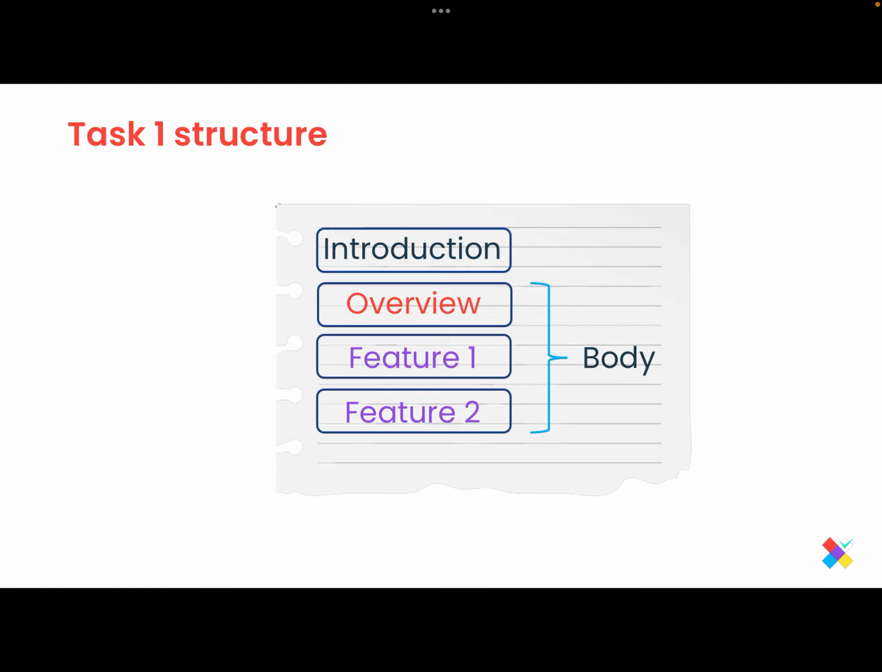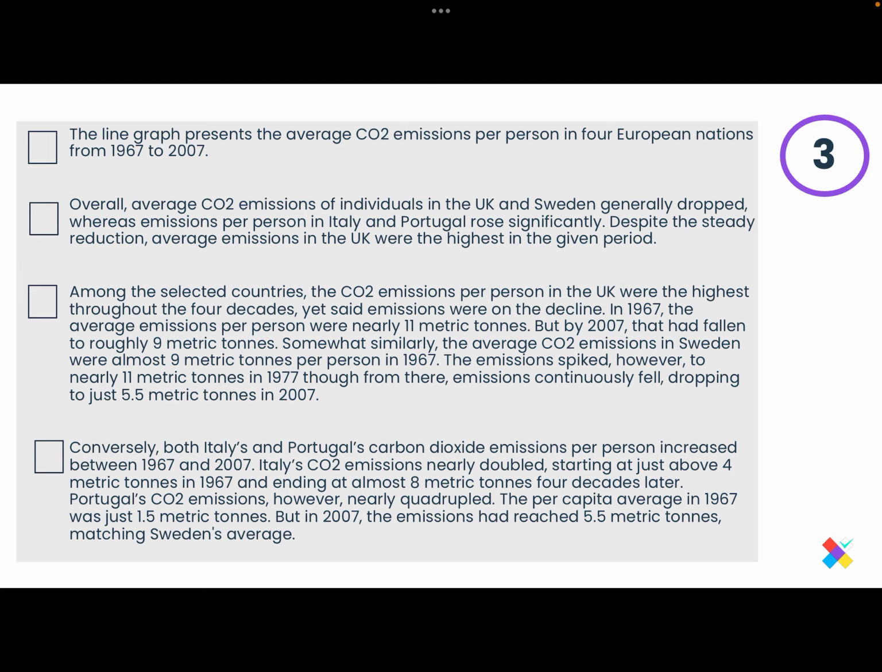We've got an overview, which comes right after the introduction, which contains the main trends. And then we've got 2 body paragraphs, which contain the main trends, and you make comparisons and you support everything with data from the visual. This is the sample answer. You've got 3 minutes to read it and also to match each paragraph with a part.